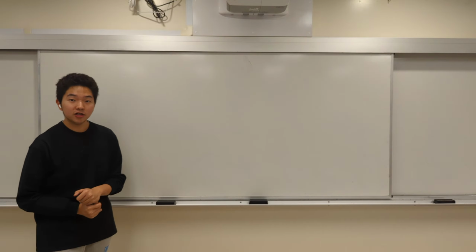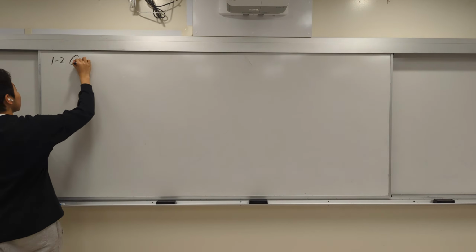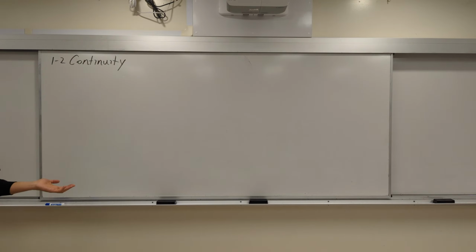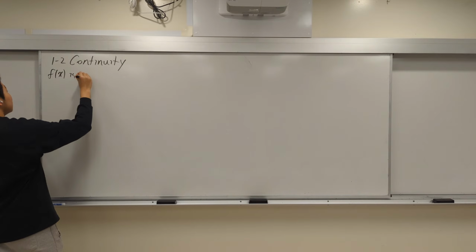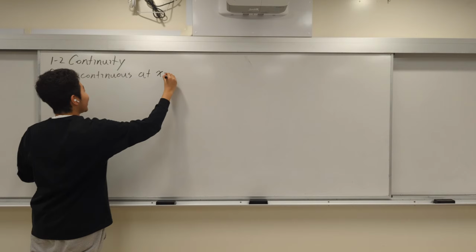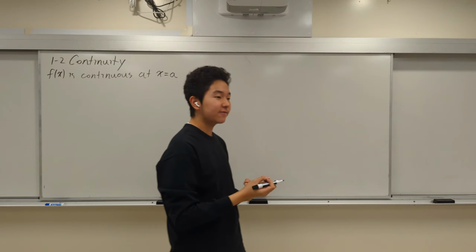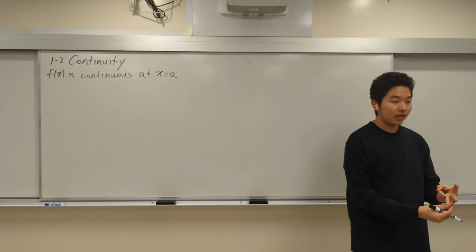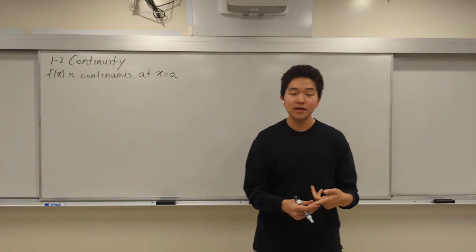Let me tell you the definition of continuity first, okay? So 1, 2. What does it mean that a function is continuous at x equals a, at a certain point? Now, do you guys remember the 3 conditions for a limit to exist? X has to approach a from the right. You compare the right-hand limit. Right-hand limit has to exist. Left-hand limit has to exist, and they have to equal each other, right?